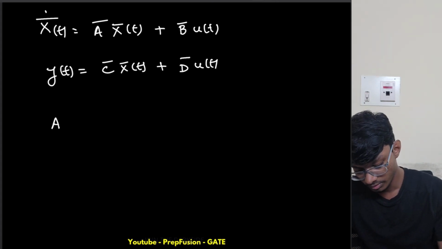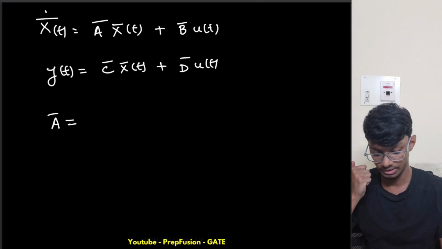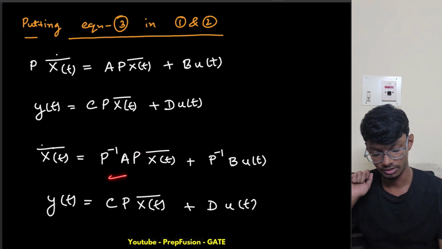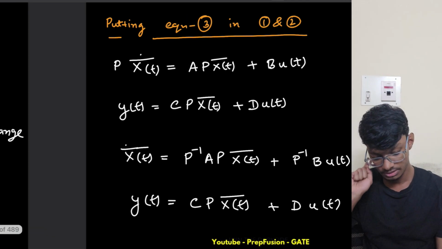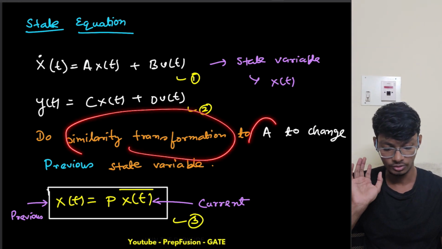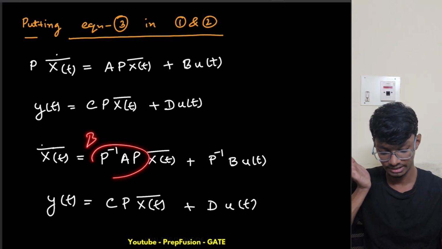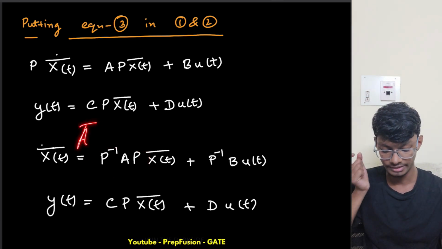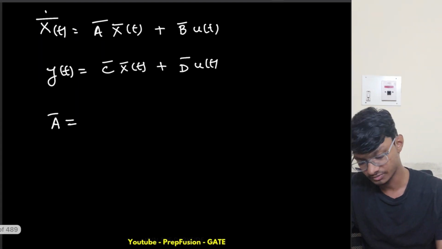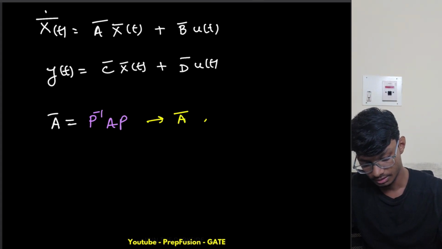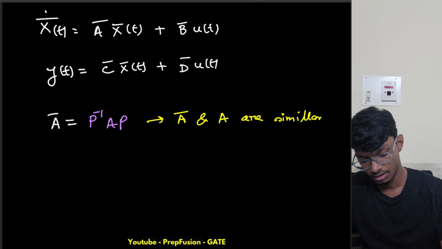So what will my new transformed A bar become? A bar becomes P inverse A P. That's why I told you that a similarity transformation is being applied to A to change the previous state variable. Whatever A bar matrix I get will be similar to this A. So A bar equals P inverse A P, and A bar and A are similar.